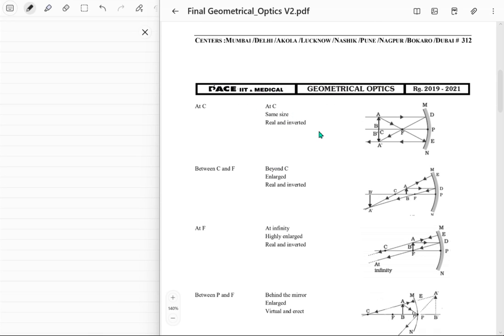Then you got at C, same size, real and inverted, right? So obviously, at C, what's happening is that all of these rays, so just talk about this B point, it's at the center of curvature, so all the rays are just bouncing back. These are normal to the plane of reflection, so they just bounce back and come back, right? And then from the ray diagram, it's clear that this A point is also just mapped to the negative y coordinate of this, right? So once again, v and u both are negative, so it's going to be inverted. That's why it's down, and v and u are equal.